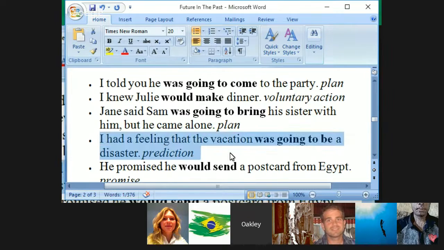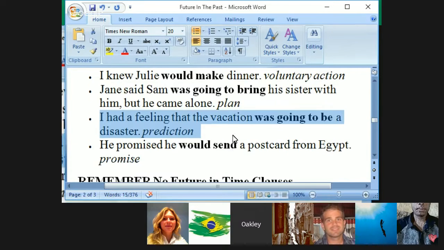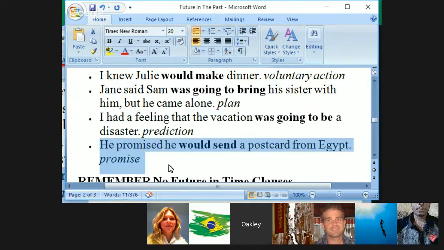Okay, here we see an example of a prediction. I had a feeling the vacation was going to be a disaster. Here, would doesn't change anything. He promised he would send a postcard from Egypt. Here's a promise. Since you're actually using the would promise, you're absolutely locked into would instead of going to.